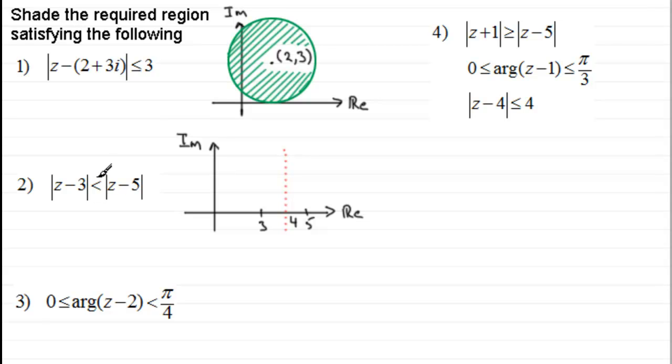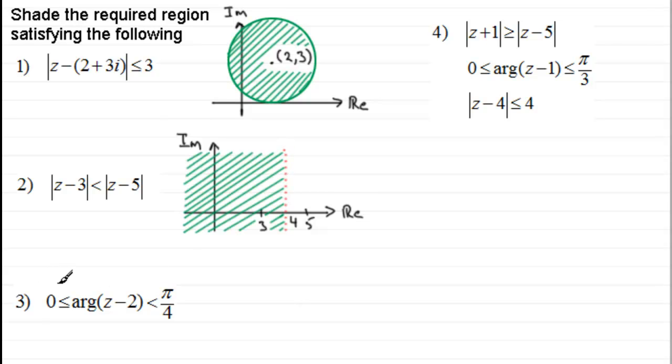So what we require is points to be closer to 3. Remember, this distance to 3 must be less than the distance to 5. So it must mean that we must be selecting points to the left of this dotted line so that they're closer to 3 than they are to 5. So we're going to get a region looking something like this.